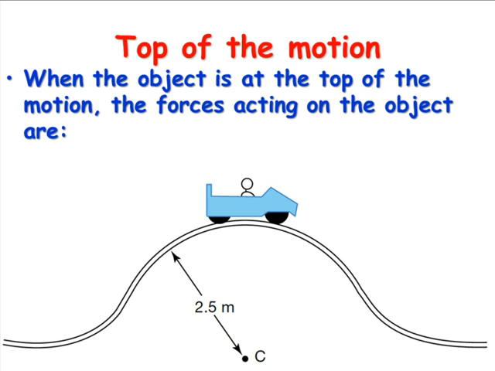Now let's consider what's happening at the top here. We've got something that's approximating a curve for a circle. We've got a radius of 2.5 meters. The car is now traveling over the top.